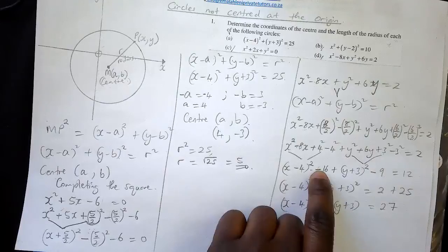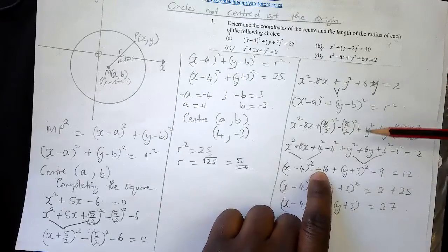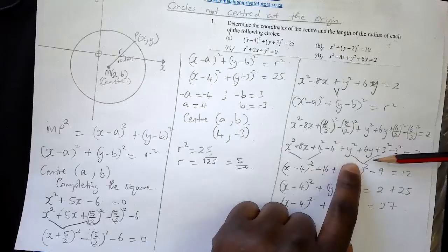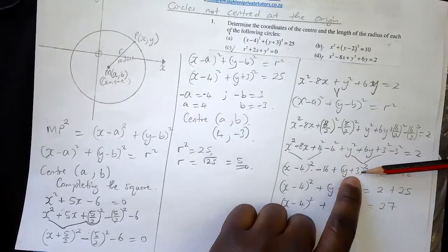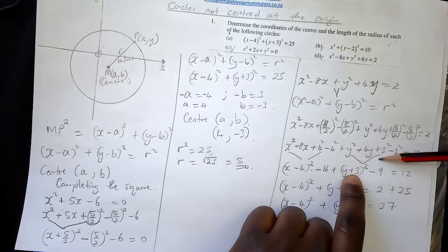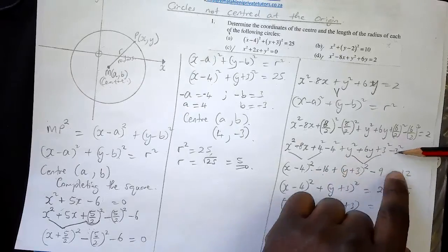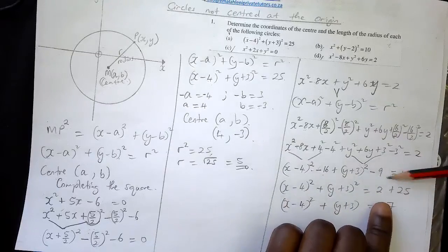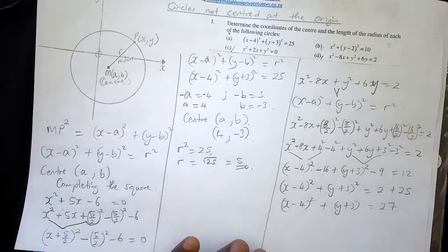So we've got 16 here. Then, what else do we have? We have got 3 here. 6 over 2 is equal to 3. Okay, we are all right. Now, what else do we have there? Negative 9. Okay, now everything is coming right here.